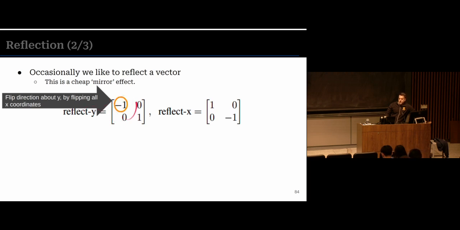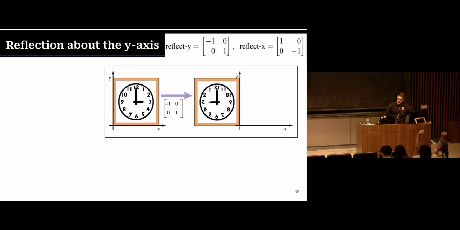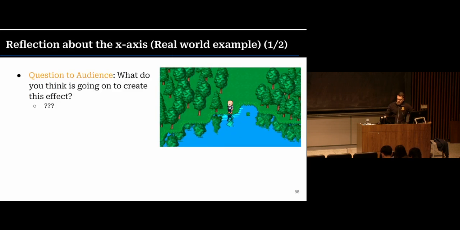flipping all my x coordinates because this is my x-axis. So I'm flipping about the y-axis. You'll see in a second. And flipping all of my y coordinates flips it down on the x-axis here. So here's reflection about the y-axis. Okay, so I'm taking this original clock and swinging it around on the y-axis here, so it's reflected, and then the x-axis reflection as well.